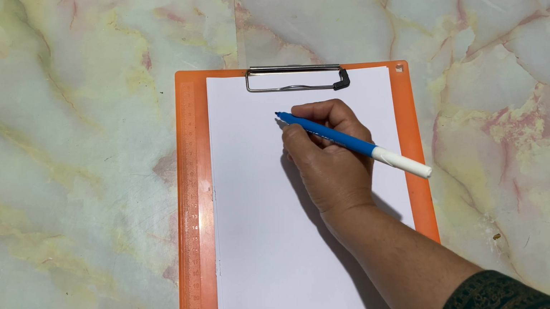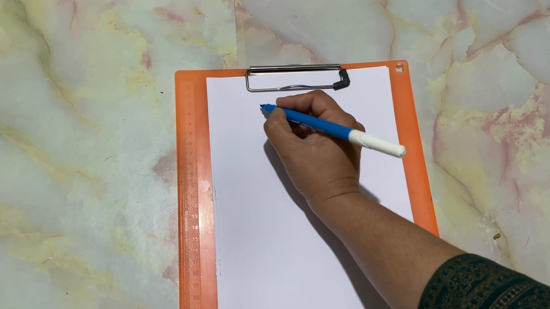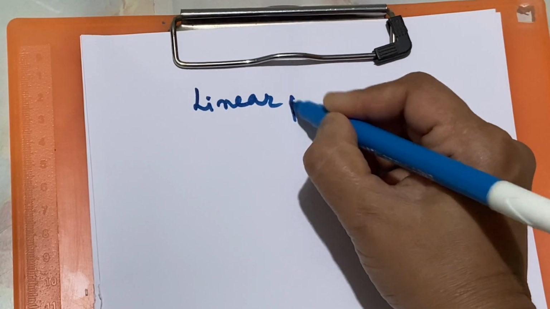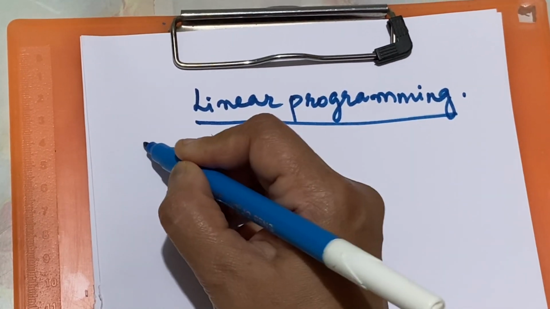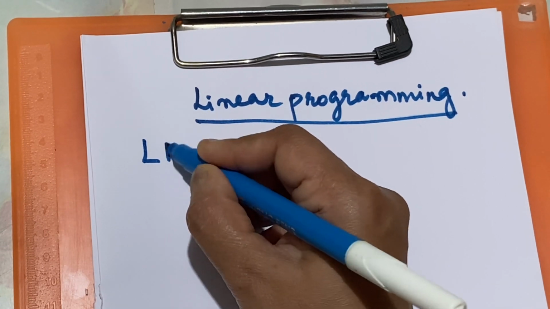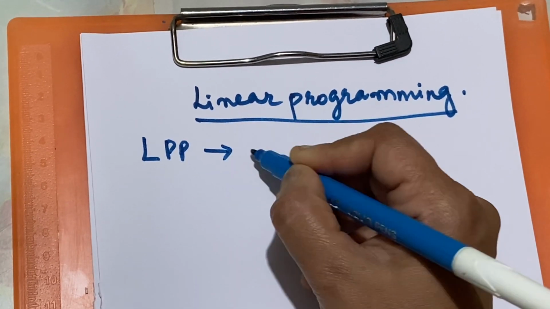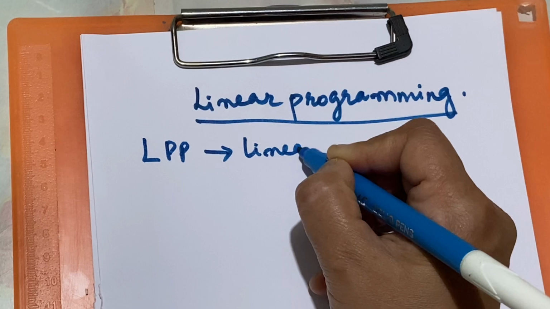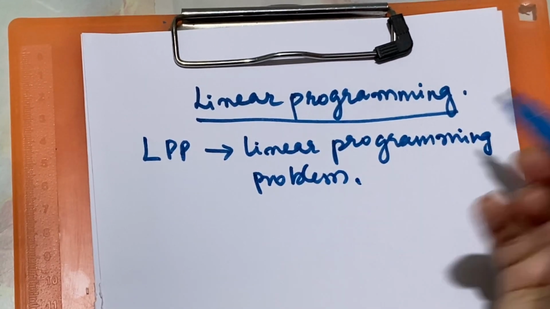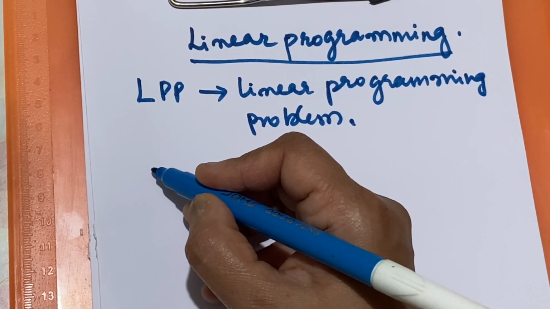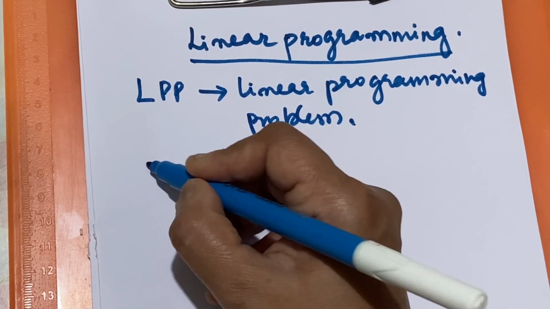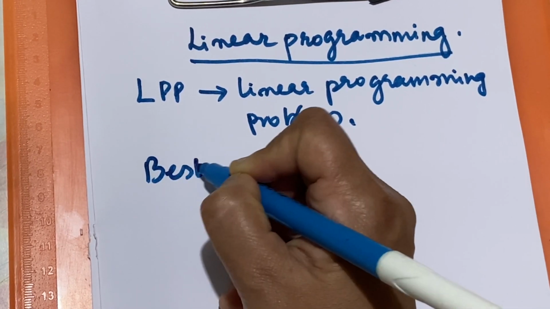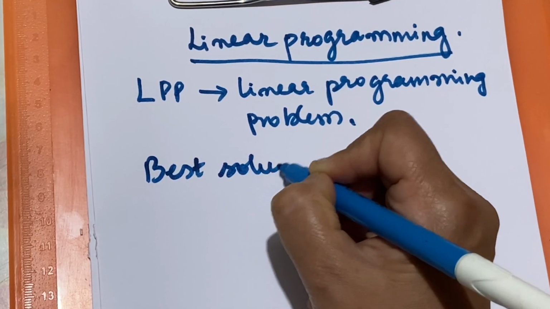Hello friends, today we shall talk about linear programming. This is also called LPP, that is linear programming problem. The purpose of linear programming problem is to find best solution keeping constraints in mind.